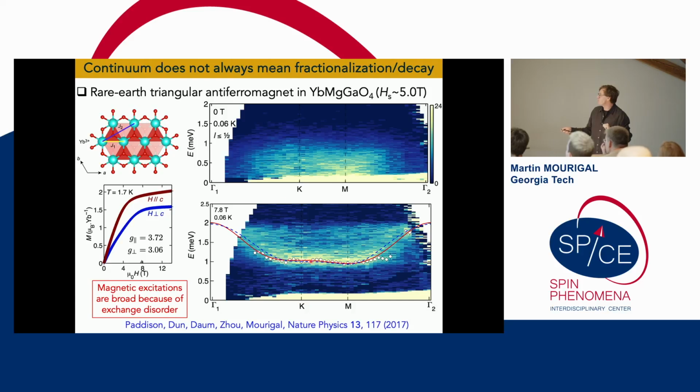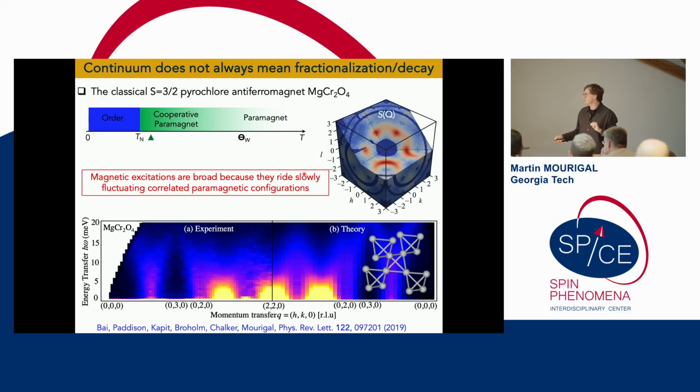At 0 Tesla, a beautiful continuous spectrum of excitation. We apply the magnetic field, and the continuum persists. This is not good. That cannot happen if you have a clean system, unless you have something very special. So magnetic excitations can be broad because of exchange disorder. So don't believe everything you see. Ask to see the high field dispersion. There are other reasons why you may have continuum excitation.